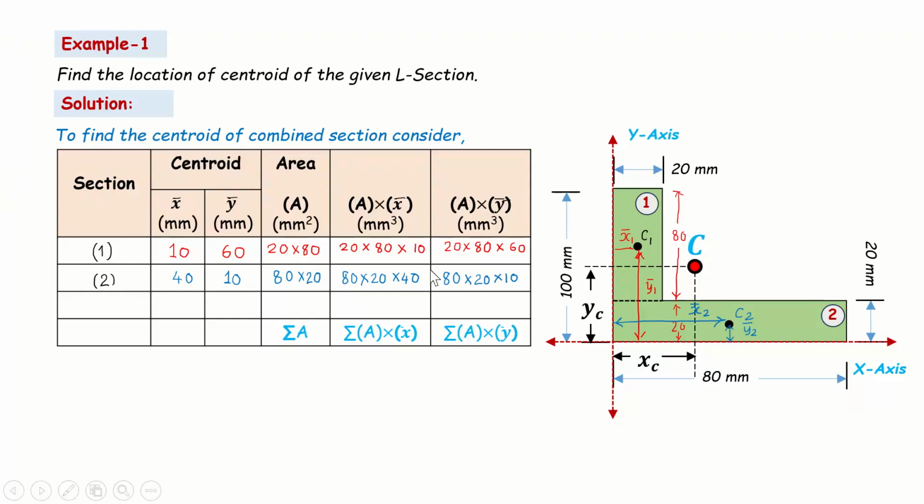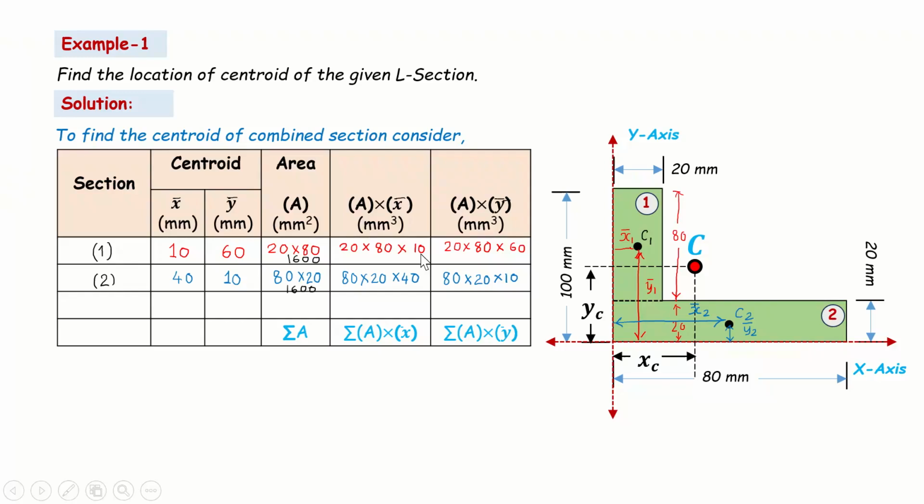So now let us calculate these things. 20 into 80 is going to be 1600. And 80 into 20 is also 1600, friends. So this value is basically 1600, and this value is also 1600, friends.